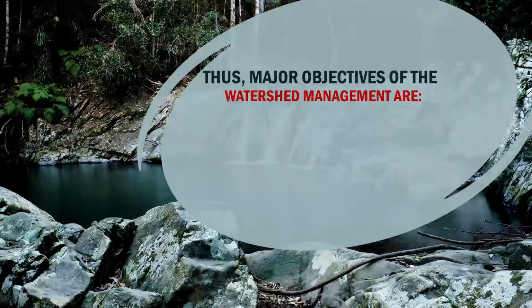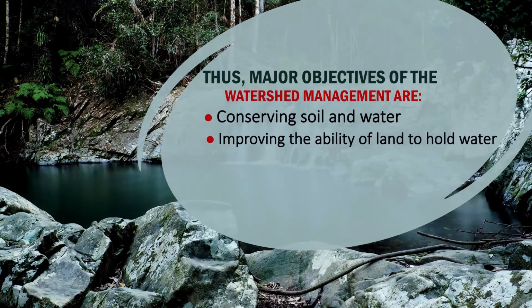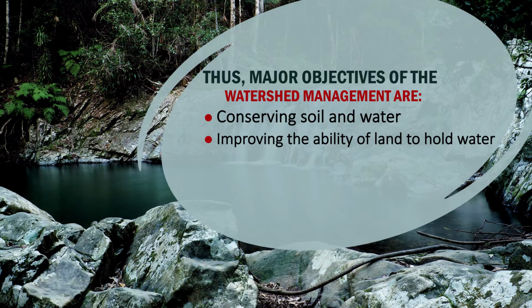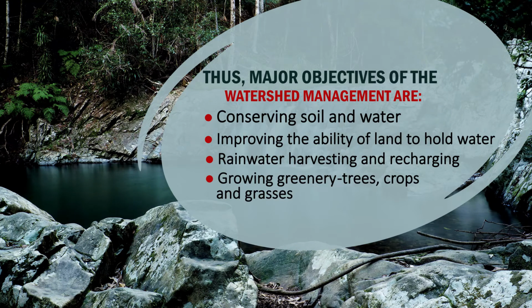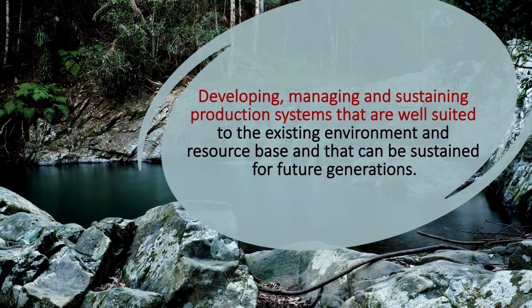If you look into the priorities across the world, the major objectives of watershed management are conserving soil and water, improving the ability of land to hold water, rainwater harvesting and recharging, growing greenery like trees, crops and grasses, and developing, managing and sustaining production systems that are well suited to the existing environment and resource base and that can be sustained for future generations.